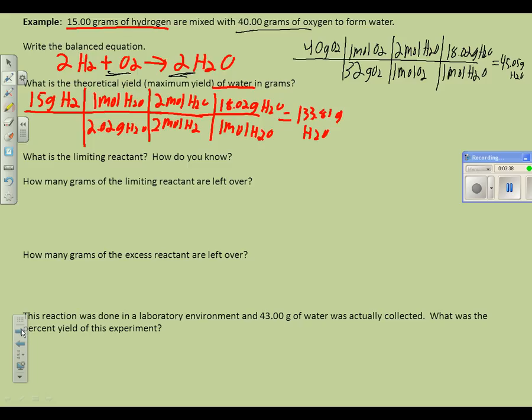So now, what is the limiting reactant? Remember, it's going to be the smallest amount. So we got 133.81 from the hydrogen, 45.05 from the oxygen. So oxygen, because it made the smallest amount, is going to be our limiting reactant.